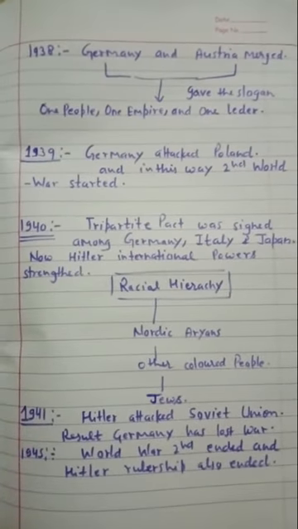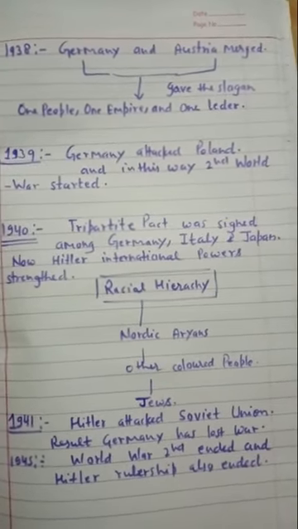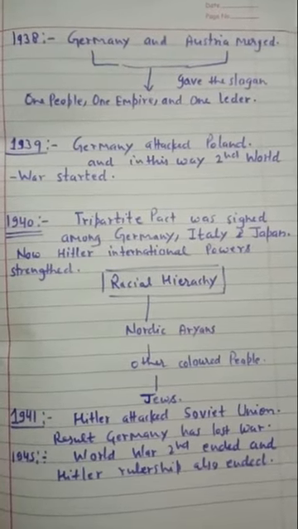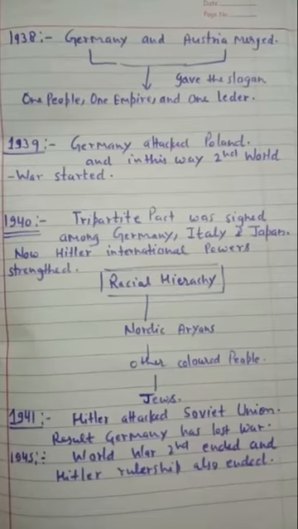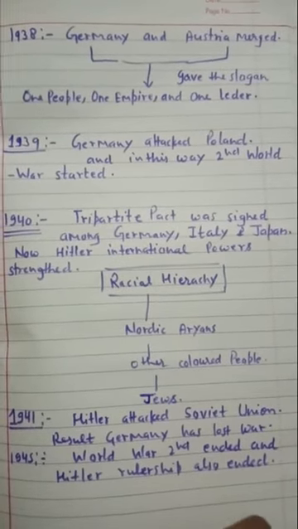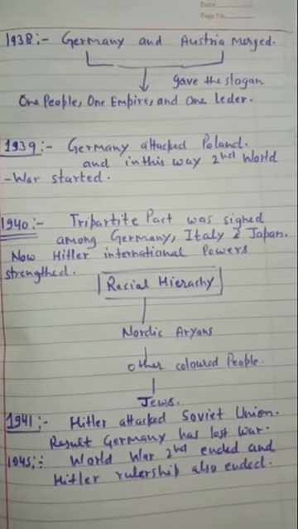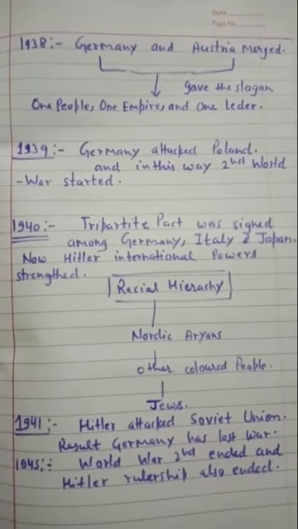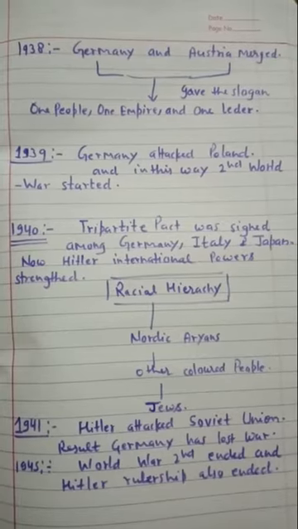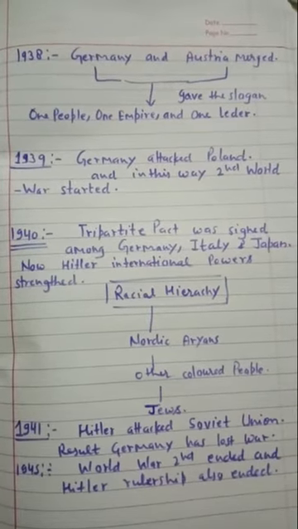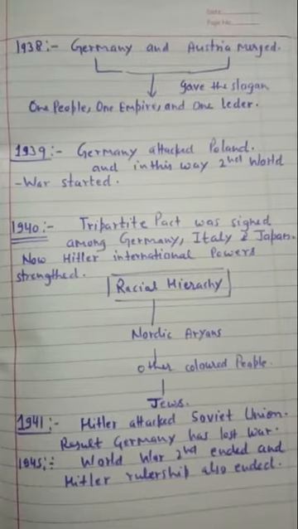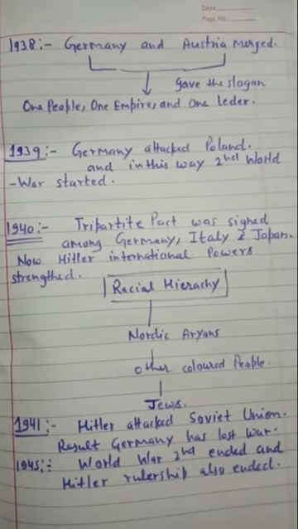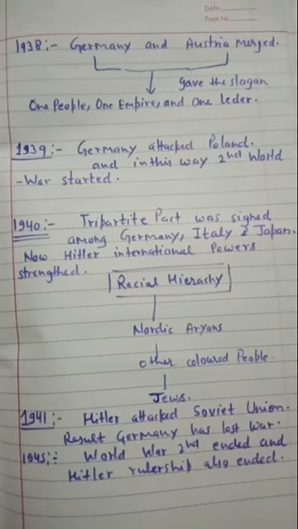Now, in 1940, the Tripartite Pact was signed among Germany, Italy, and Japan. Now Hitler's international powers were strengthened. Why did Hitler sign the Tripartite Pact with Italy and Japan? Because internationally he wanted to be more successful, and he wanted to enhance and increase Germany's economic power as well as its administrative and defense power. So he signed the Tripartite Pact with Italy and Japan.